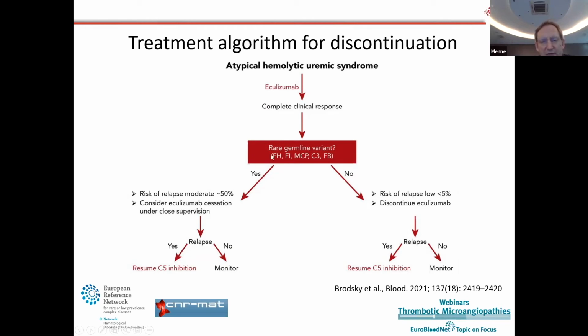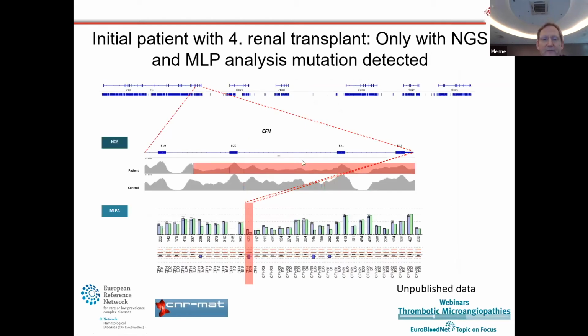And especially if you have a factor H mutation, a C3 gain-of-function mutation, or a factor B mutation, I would not advise doing so. With factor I and MCP, the risk is less likely, and often they do not get severe relapses, but there are also patients who will develop end-stage kidney disease.